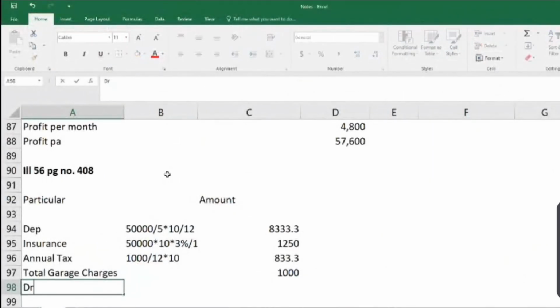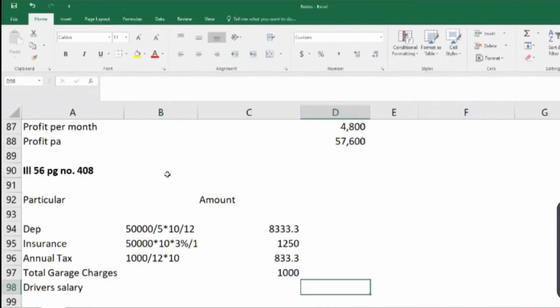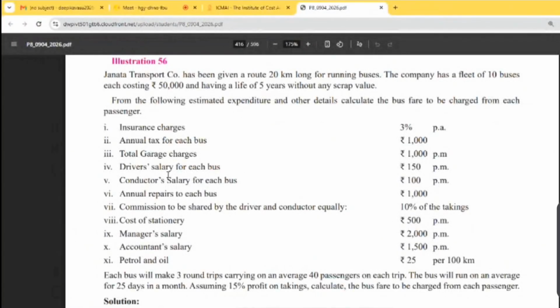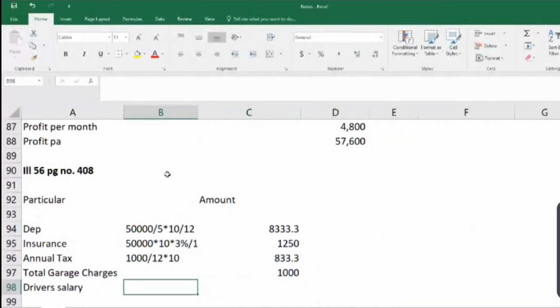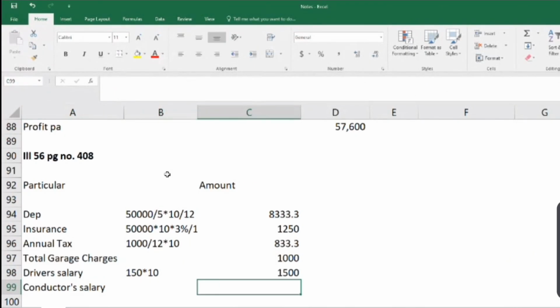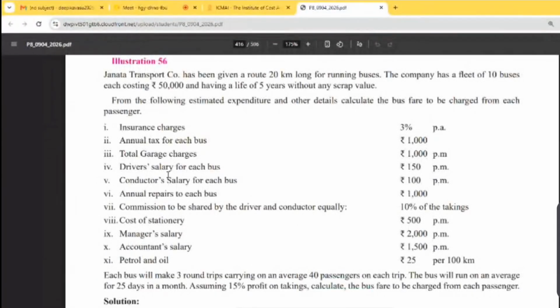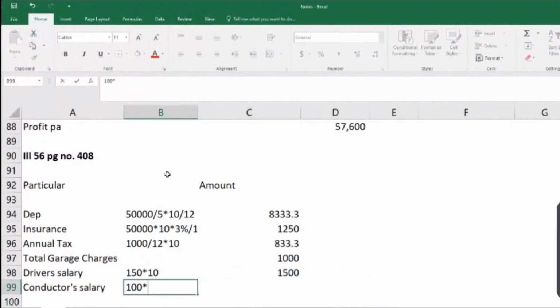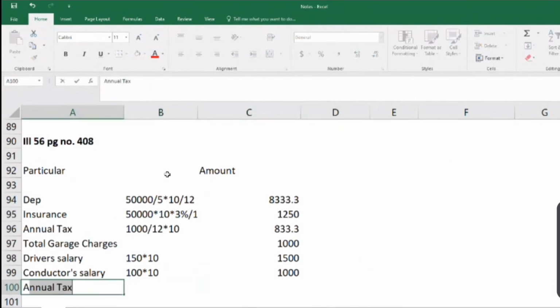Then driver salary. Driver's salary is for each bus. So 150 into 10. So you will be getting 1500. Then conductor salary. Conductor salary is how much? Conductor salary is 100 into 10 buses. So 1,000.